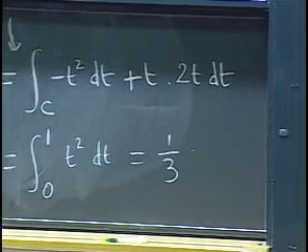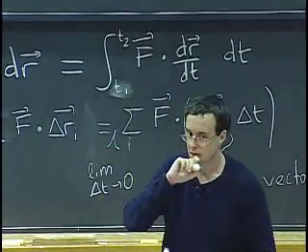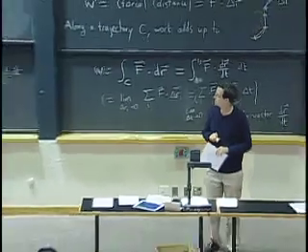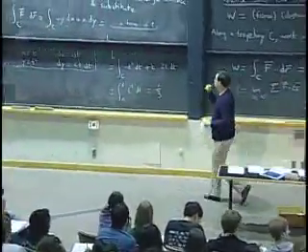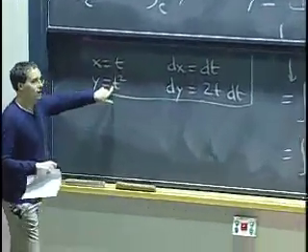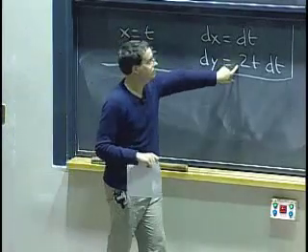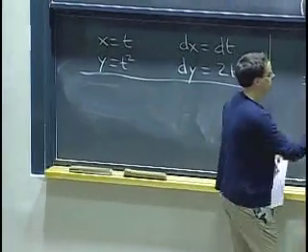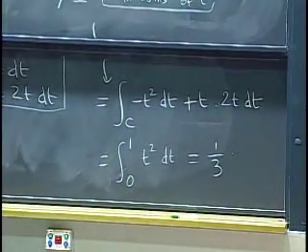Okay, any questions? Yes? When you derive dy, don't you derive the t squared? When you do dy, so what is dy? Dy is the derivative of y. It's the differential of y. Y is t squared, so I get 2t dt. Okay? So I plug dt for dx, I plug 2t dt for dy, and so on.